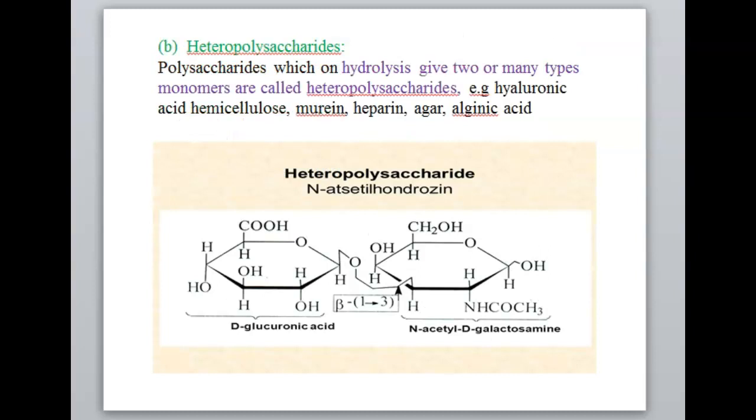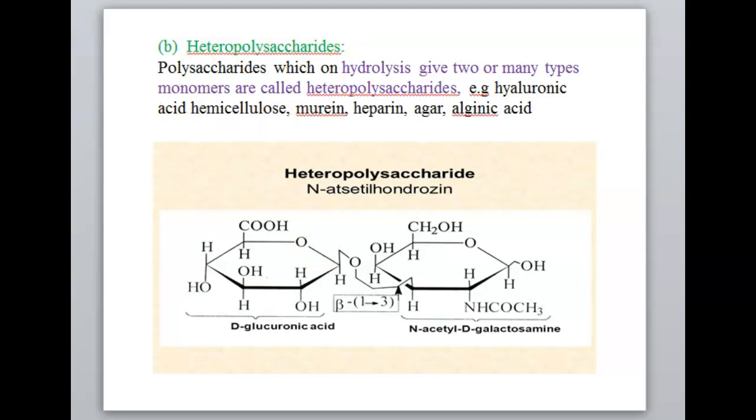Okay. Second is the heteropolysaccharide. What is meant by heteropolysaccharides? The polysaccharides which on hydrolysis give two or many types of monomers are called heteropolysaccharides. The word indicates hetero means different. Examples are hyaluronic acid, hemicellulose, murein, heparin, agar, alginic acid, etc. This is the structure. In this structure you see D-glucuronic acid and N-acetyl-D-galactosamine joined together with the help of the glycosidic linkage and the formation of the heteropolysaccharide.